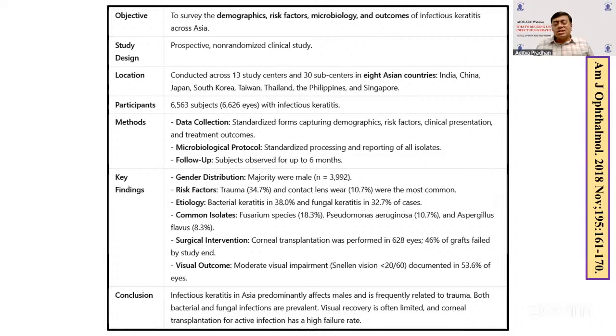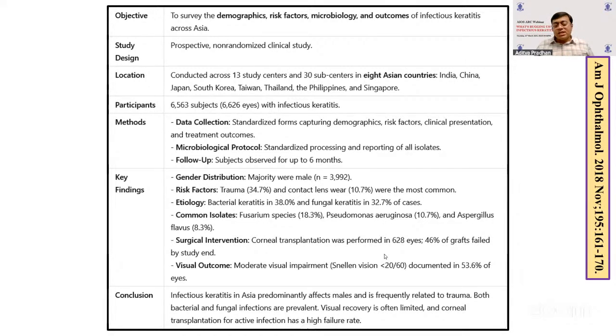So basically, they just had a demographic data collection, and they found out that the majority afflicted with microbial keratitis were male patients. The risk factors, as we all know, were trauma and contact lens wear. Bacterial keratitis was in 38% of the patients, and fungal keratitis was present in 33% of the cases. Fusarium, Pseudomonas, and Aspergillus were the most common across the 8 countries.